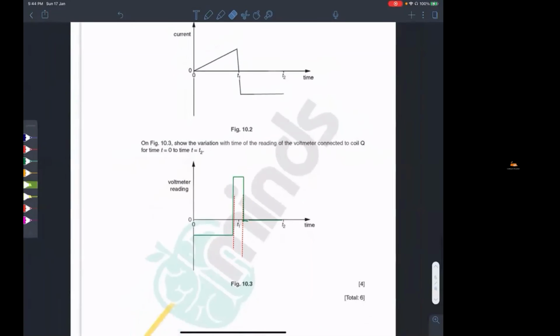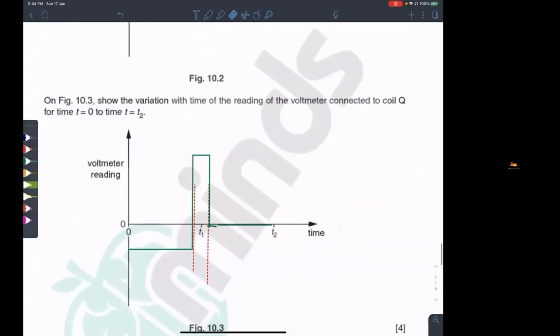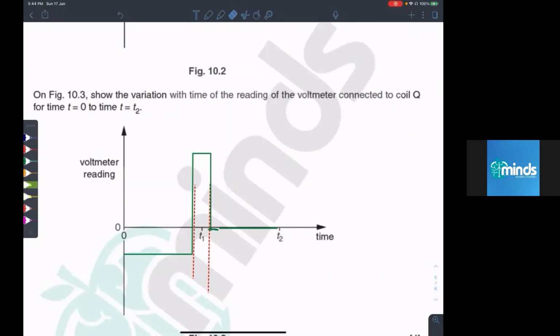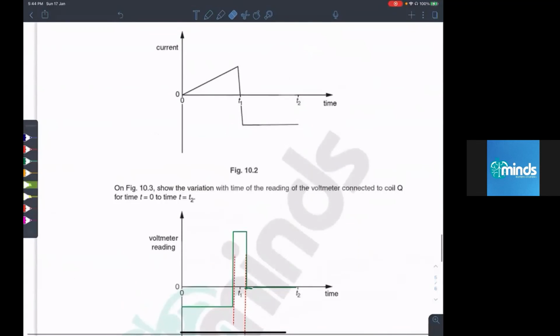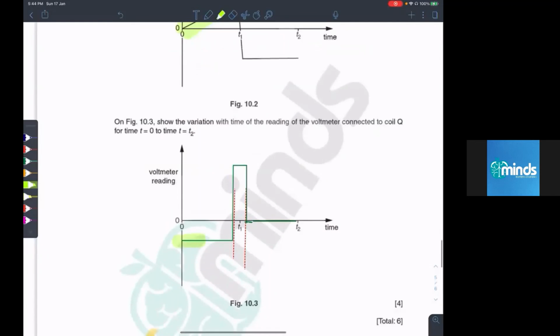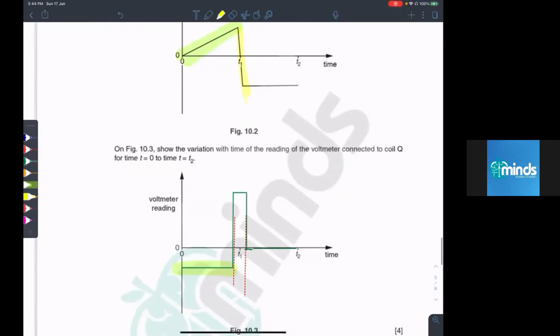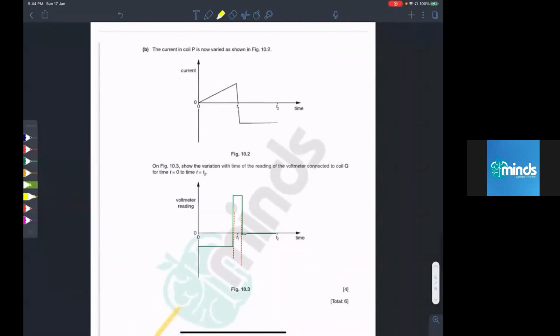In the exam, completing this graph is very crucial, because it needs some skills. You should understand when the voltmeter reading should be large and when it should be small. Because this gradient is less, induced voltage is less. This gradient, the yellow one, is more, so induced EMF is more. When it becomes constant, induced EMF becomes zero. We need to take care of all these aspects of the graph. So we will resume from here in the next class.